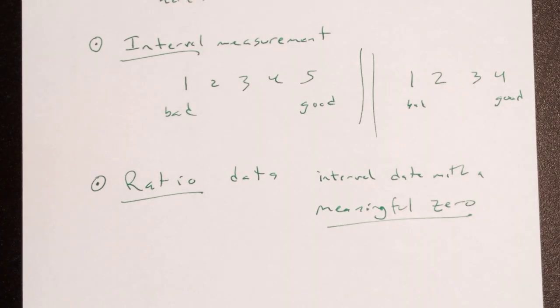150 pounds is twice as heavy as 75 pounds. It's half as heavy as 300 pounds. So all of a sudden, the ratios matter.